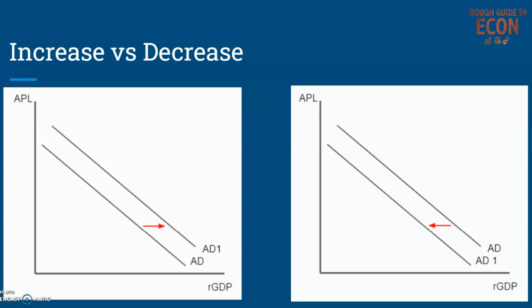Hopefully it's clear that a shift to the right of the aggregate demand curve, so more spending happening or more GDP at each price level, will be an increase in aggregate demand, and a shift to the left of aggregate demand will be a decrease. There is lower output at each price level, less spending happening within the economy.